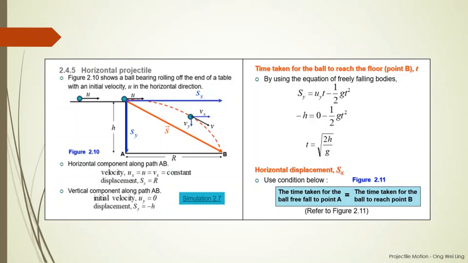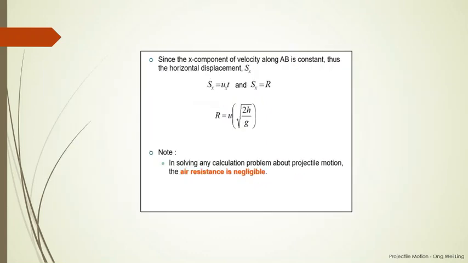For the horizontal displacement Sx, there is a condition below. Please take note: the time taken for the ball to free fall from point A is equal to the time taken for the ball to reach point B. Since the x component of velocity along AB is constant, the horizontal displacement Sx equals R. Please take note: in any calculation problem involving projectile motion, the air resistance is negligible.